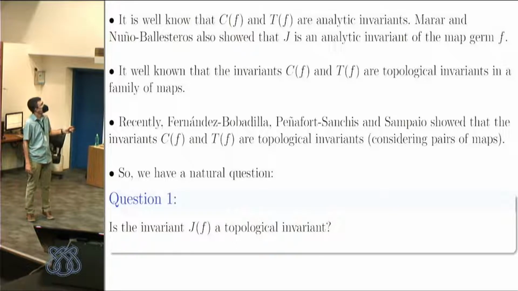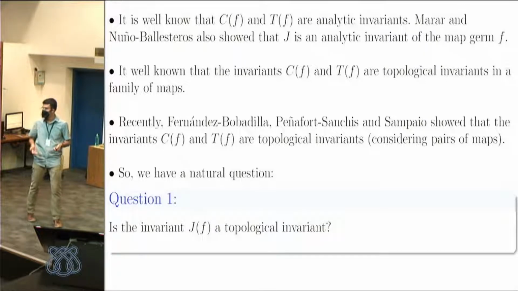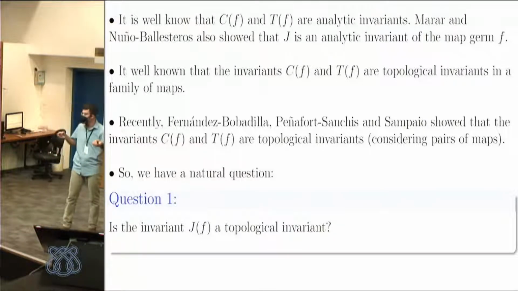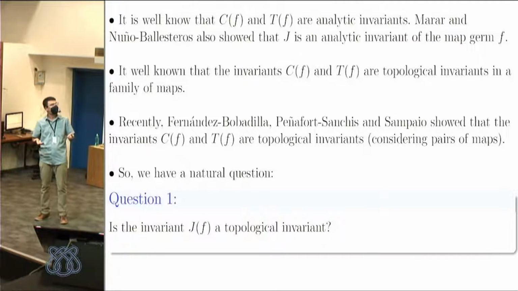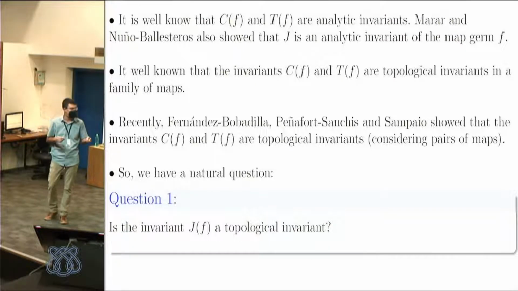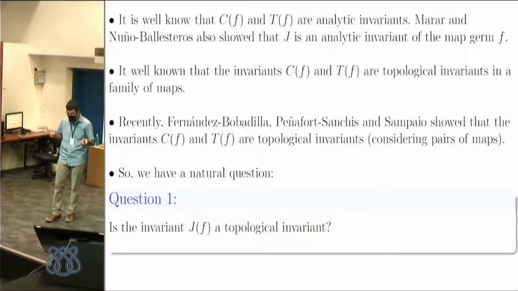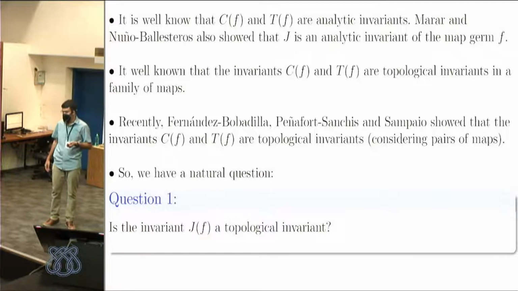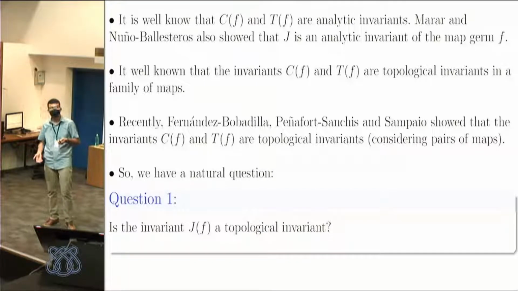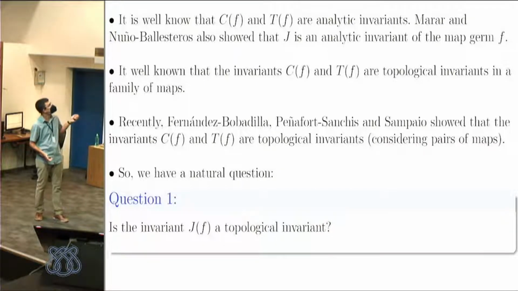And also it's well known that the invariants C(F) and T(F) are topological invariants in a family of maps. If you start with a map germ F and you take a one-parameter deformation, an unfolding of the map, and this unfolding is topologically trivial, then the number of cross caps and the number of triple points are constant in the family.